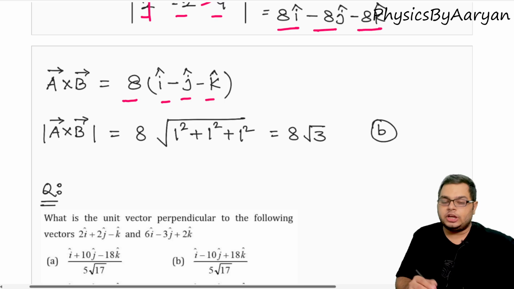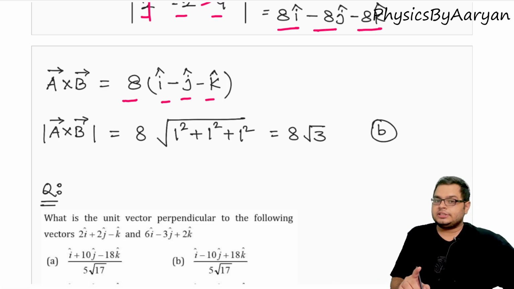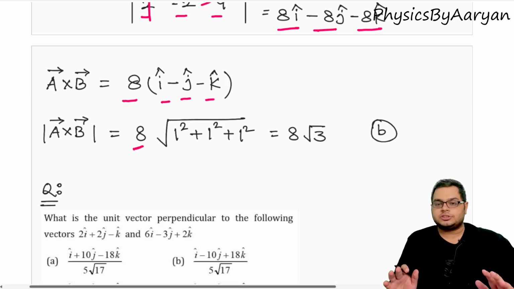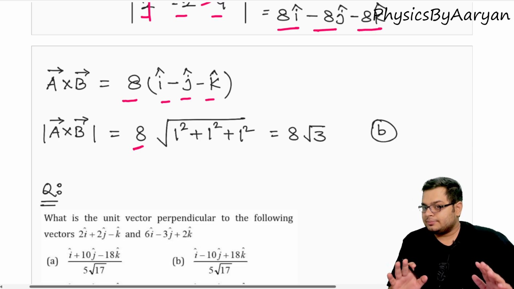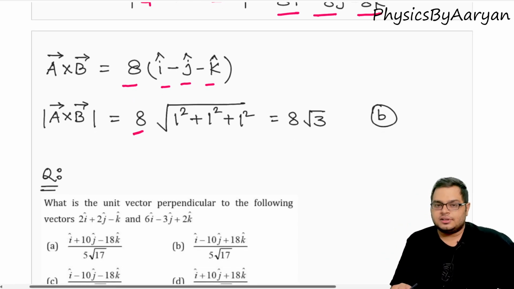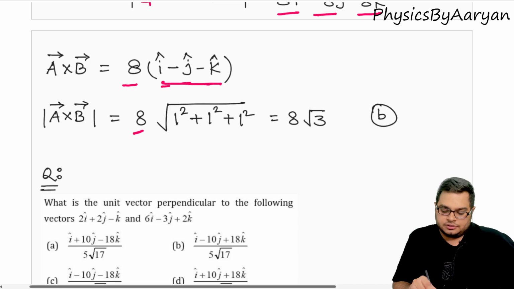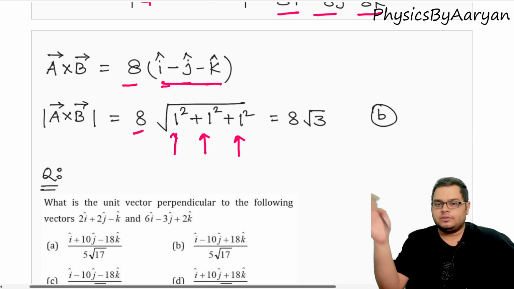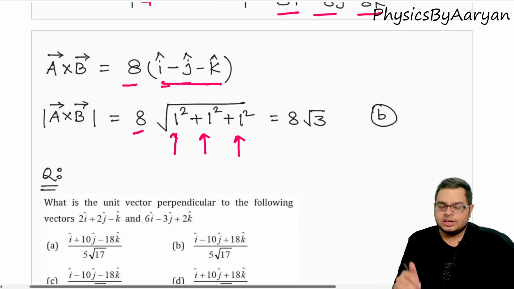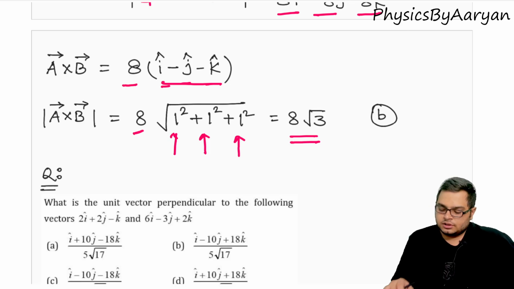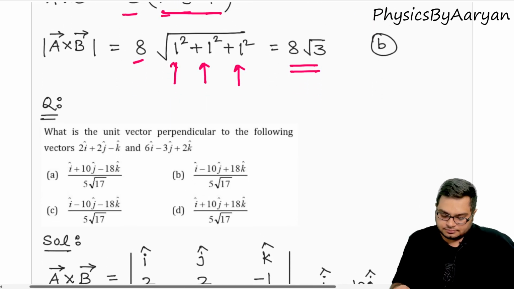Now I need to find the magnitude. The best thing about the magnitude is that if something is common, don't touch it. If something is common, just let it be like that, and find the magnitude of the rest of the thing. So how do you find the magnitude? The magnitude of A is the square root of ax squared plus ay squared plus az squared. Here, 1 squared plus 1 squared plus 1 squared is under root of 3. So your final answer is 8 root 3. So the magnitude of A cross B is 8 root 3. So that is your option number B.